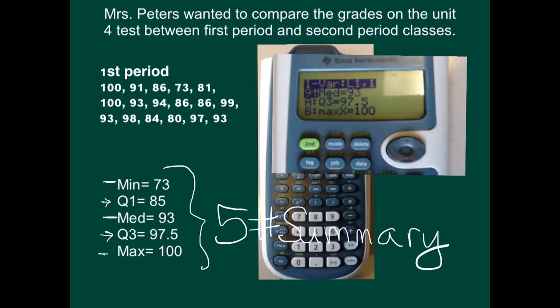Now, the first quartile actually divides the group from the minimum to the median in half, and the third quartile divides the distance between the median and the max in half.